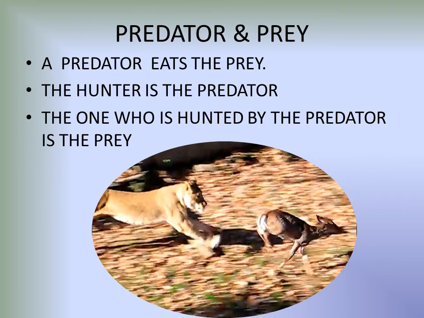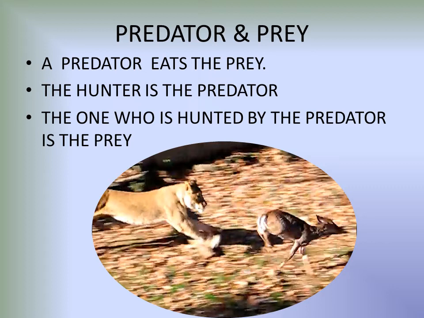Then we will move to predator and prey, the words that I discussed a second ago. A predator eats the prey. That means those who hunt are called predators, and which is being hunted are called prey. The hunter is the predator, and the one who is hunted by the predator is the prey. So in most cases in grassland we find deer as prey and lion and tiger as predators.